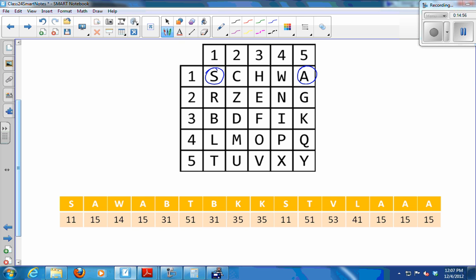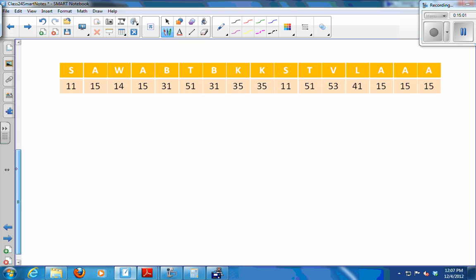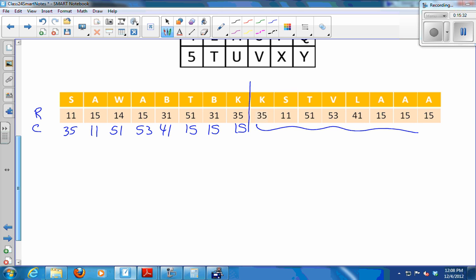Okay, then I'm going to break the message in half. So the halfway point of this message would be between the K's, right? And I'm going to take the right half, all of this, and write it underneath the first half. So I get 3, 5, 1, 1, 5, 1, 5, 3, 4, 1, 1, 5, 1, 5, 1, 5. Then you read down. You read vertically, row, column.